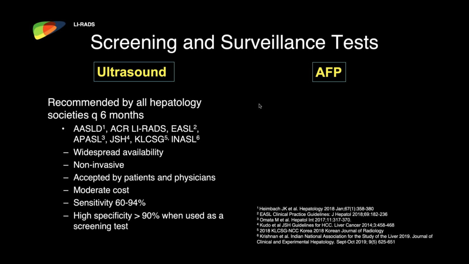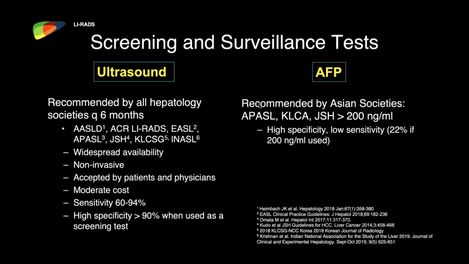AFP is another screening and surveillance test that is widely used, but currently it's only recommended for use by Asian societies with a threshold of 200 nanograms per milliliter. This has a high specificity, but the sensitivity is only 22%. And so because of the variable performance, it's actually not recommended by all hepatology societies. The AASLD in 2011 did not recommend using AFP, but in 2018, they reintroduced AFP as an optional adjunct to ultrasound.